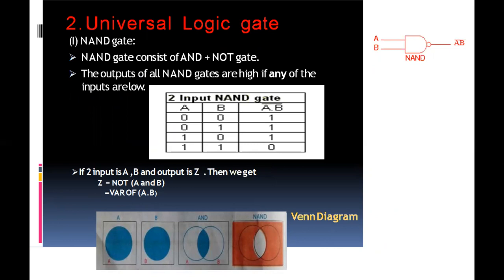And here previously we saw that this is the region for the AND gate, and if we complement this region, then we get the region that is for the NAND gate. Except the white region, all the region is for the NAND gate.